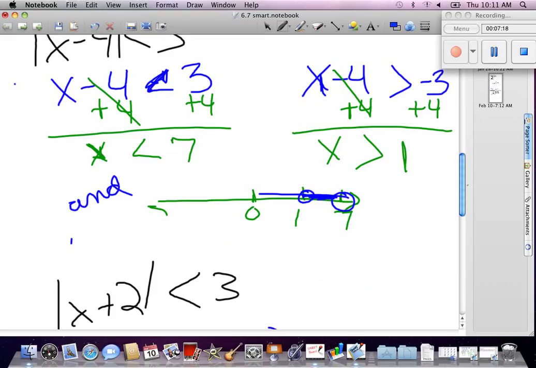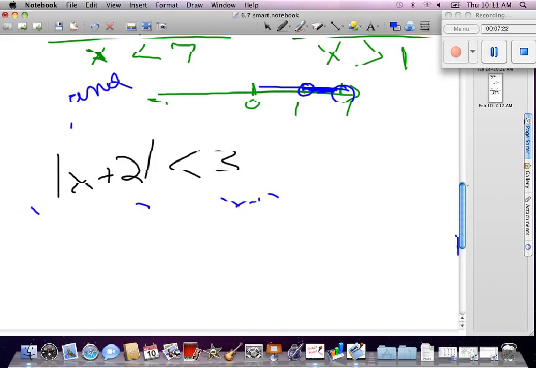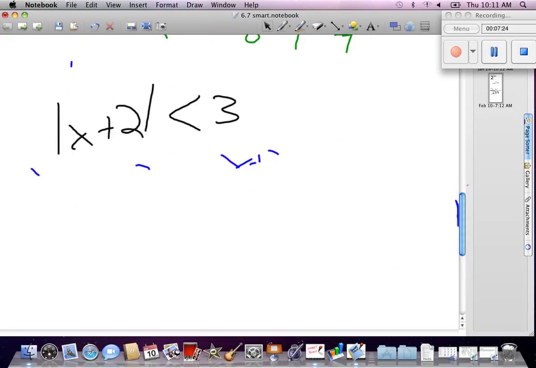Okay, please try part B right now. Remember, you've got to split it before you start solving. So write it both ways. Write it the positive way, and then flip the sign and make it negative. And then solve.